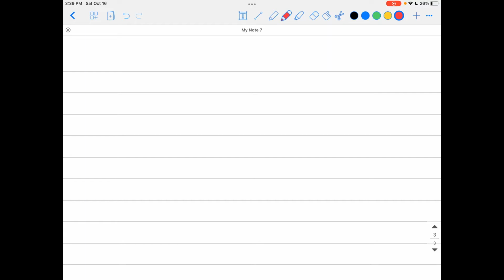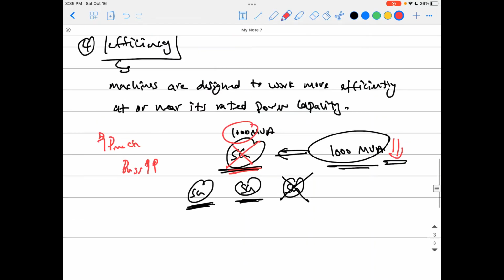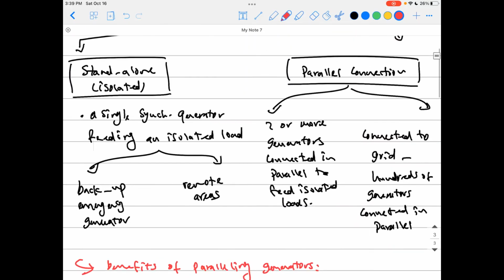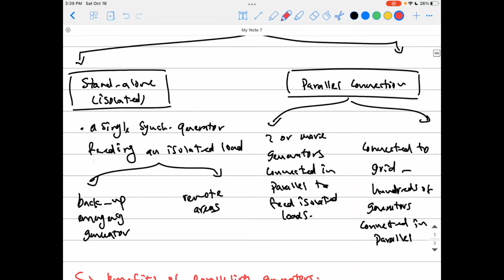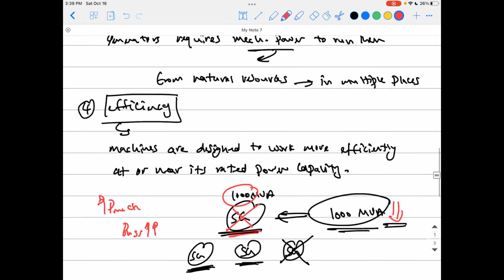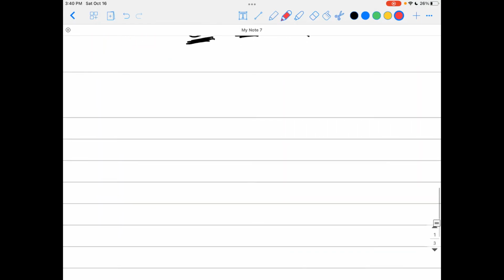Okay, so let's talk about the parallel connection like we use here. Like we said, the parallel connection has 2 types to look at. The first one is where you have 2 or more generators to feed an isolated load, or connected in grid mode. So let's start with the first one.